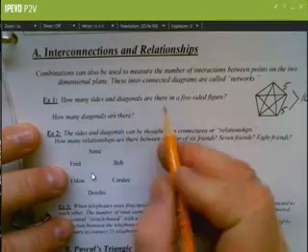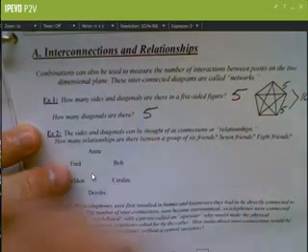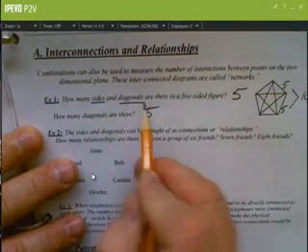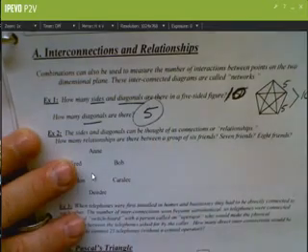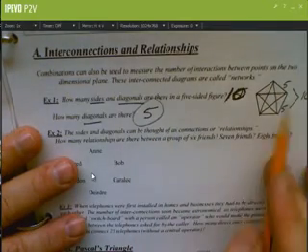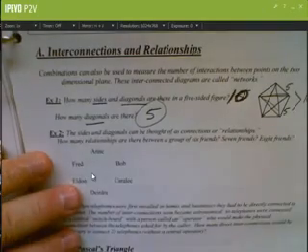But anyway, how many diagonals are there in a 5-sided figure? 5. There you go. Or sorry, how many sides and diagonals? 10. How many diagonals alone? 5. And it's not always exactly the same number, so watch out for that. Okay, I'll show you how to do it.